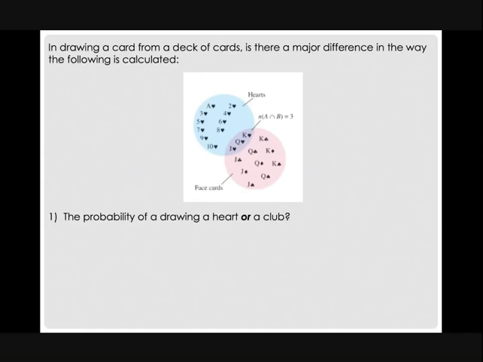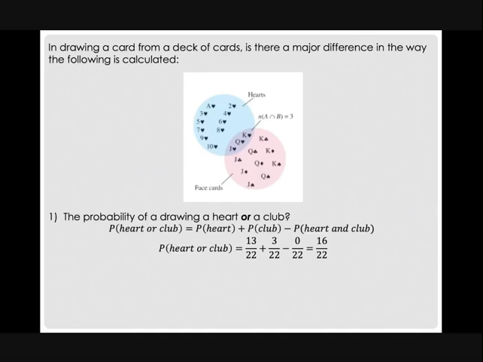So here's an example. In drawing a card from a deck of cards, there is a major difference in the way in which the following is calculated. The probability of drawing a heart or a club. Notice the probability of drawing a heart based on the information here is 13 out of 52 plus 13 out of 52. However, we subtract the probability of a heart and a club. Notice that no card satisfies both. And our total sum would be 26 out of 52.